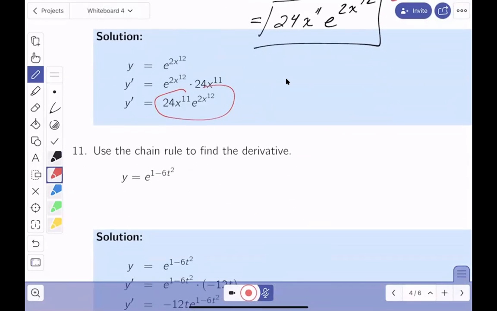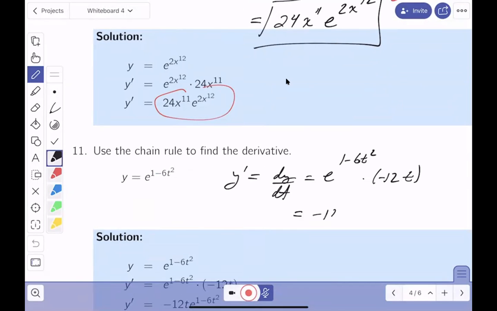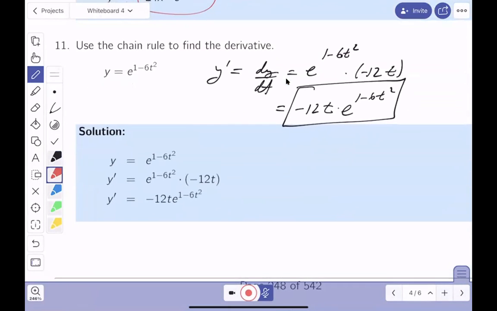Number 11, it's another derivative. And what do they want? They want y prime. And y prime in this case is actually dy dt. Fairly simple. It's e to the power times the derivative of that power. The derivative of that power is going to be minus, I'll write this over here, 12t. Let me write that down for you. Minus 12t e to the 1 minus 6t squared. I'll put a box in it indicating its finality for me, but I don't know, maybe I got it wrong. Let's take a look, and I'm seeing it, and that's good news. Let's go to number 12 now, all right?